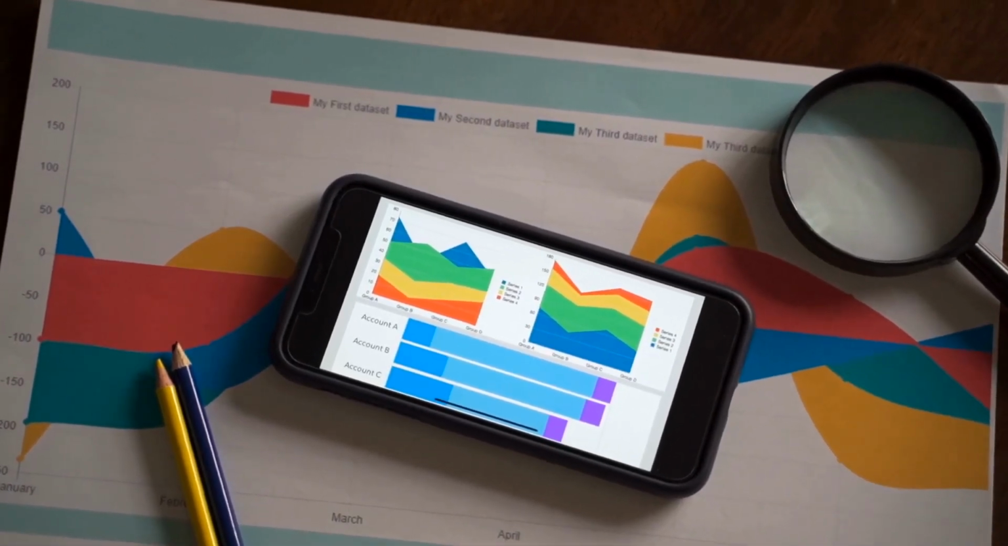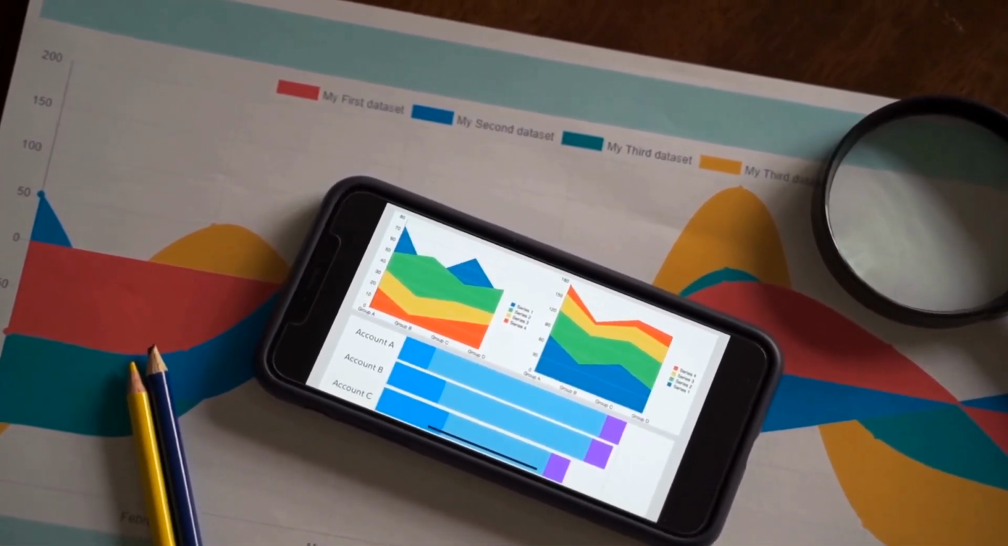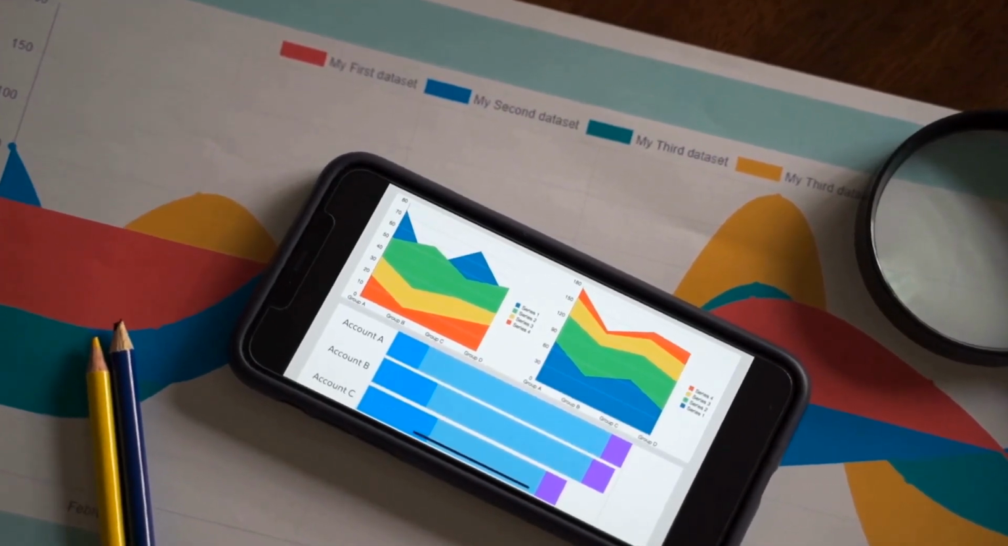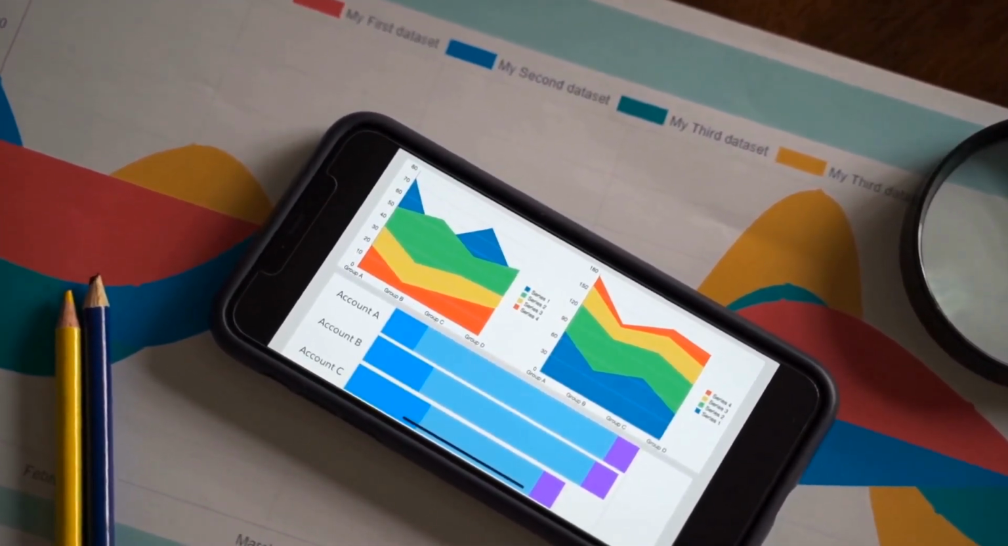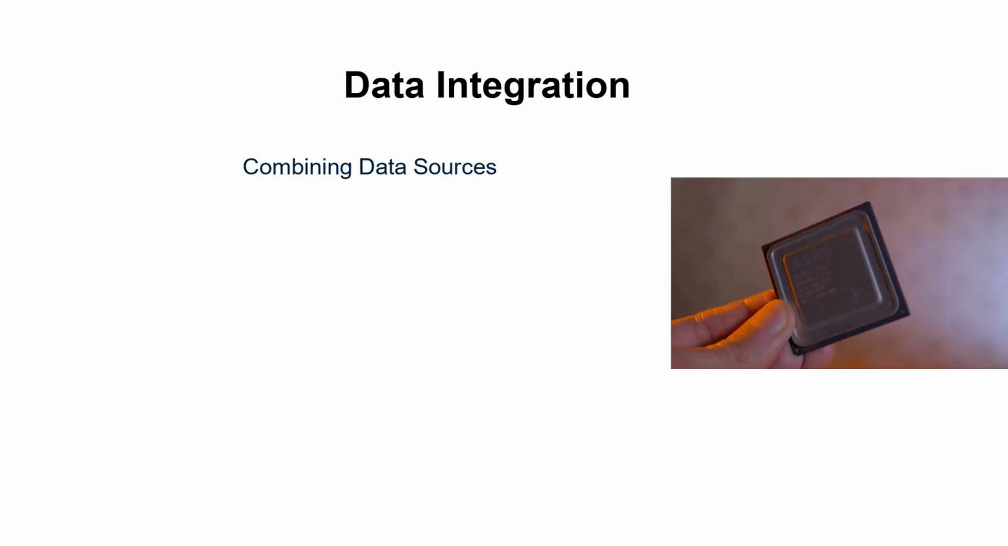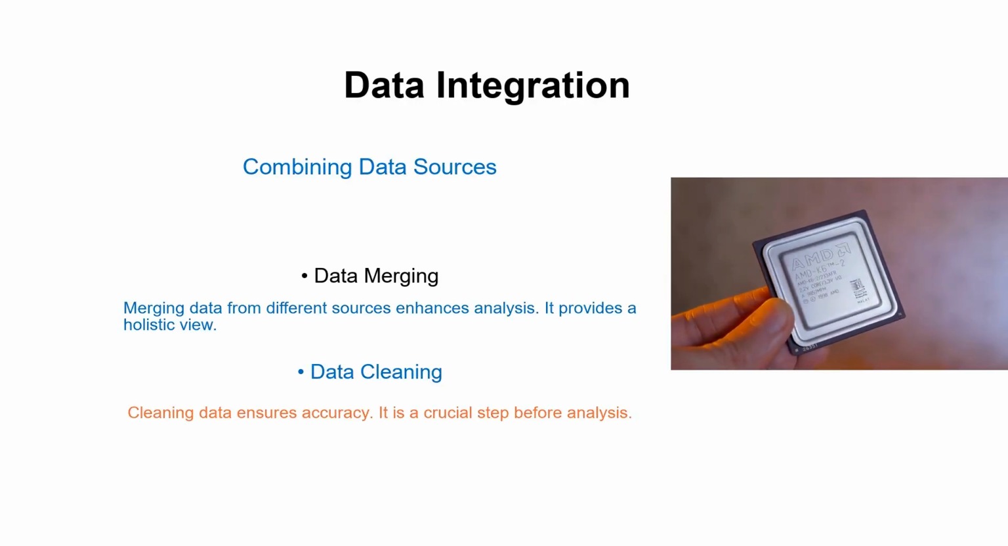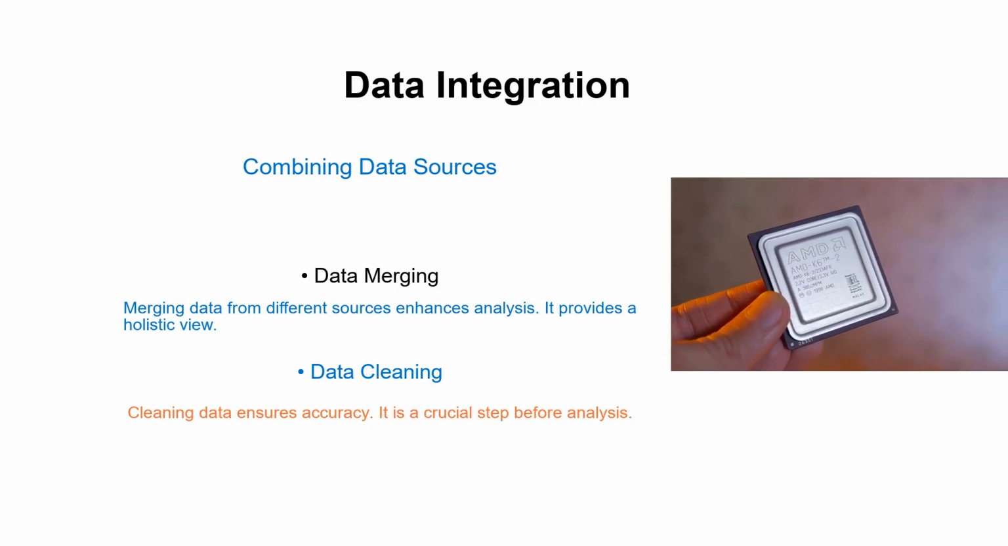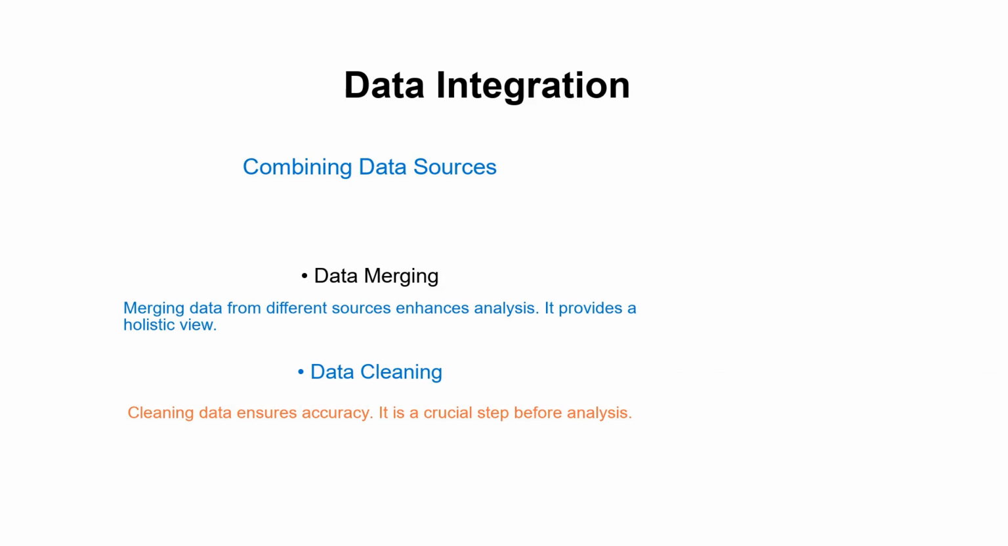Visualizing data is essential for understanding complex information. It helps in making data-driven decisions more accessible and interpretable. Integrating data from various sources is vital for comprehensive analysis. Merging data enhances insights, while cleaning ensures accuracy before any analysis begins.